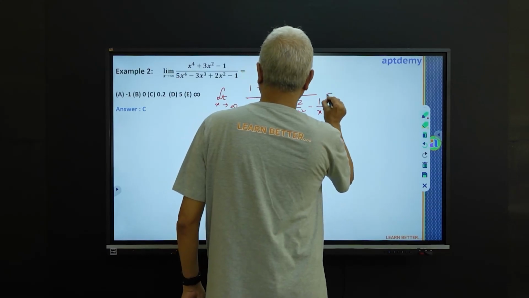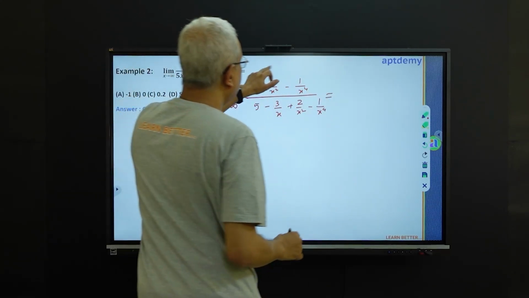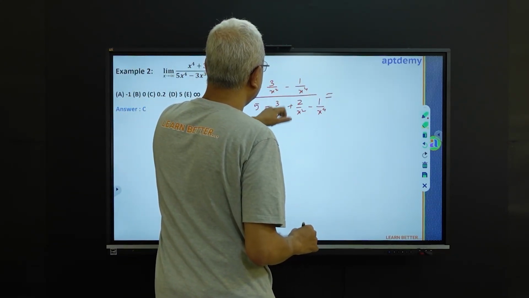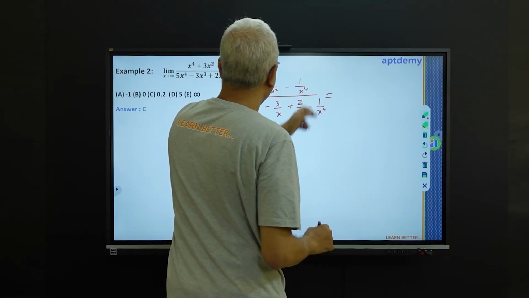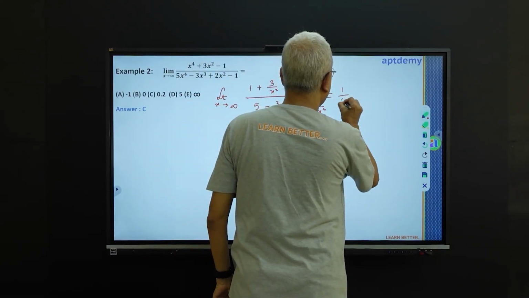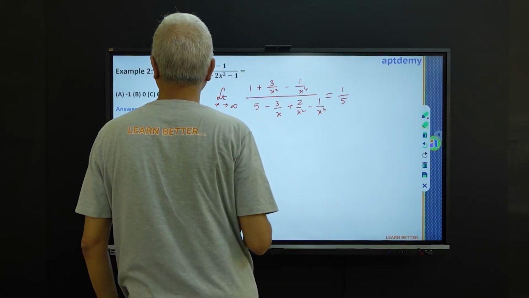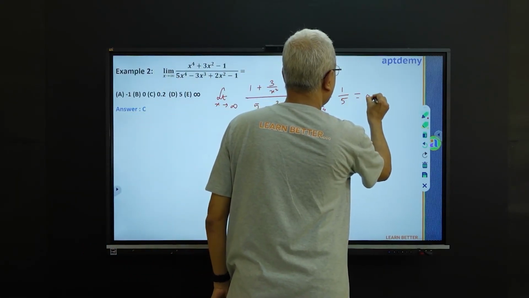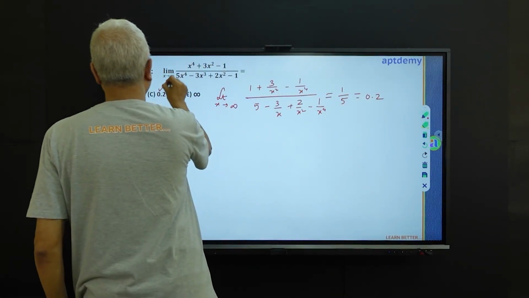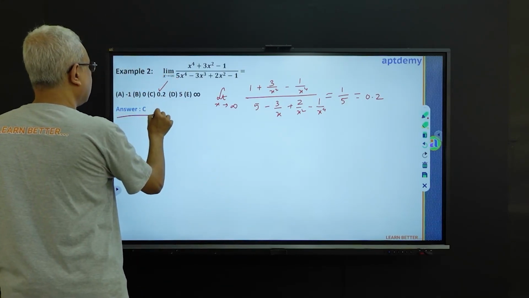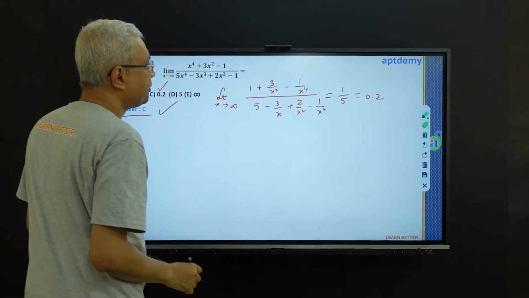So all these terms become 0, and it becomes 1 by 5. 1 by 5 is actually 0.2. So this is the correct answer. So answer is C.